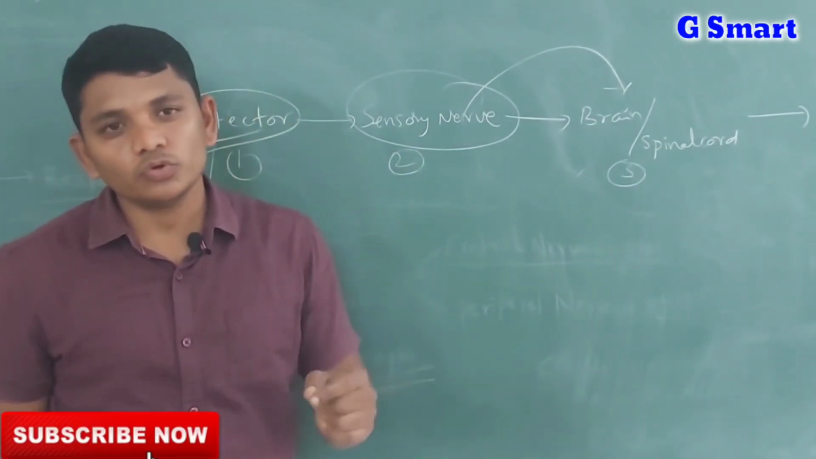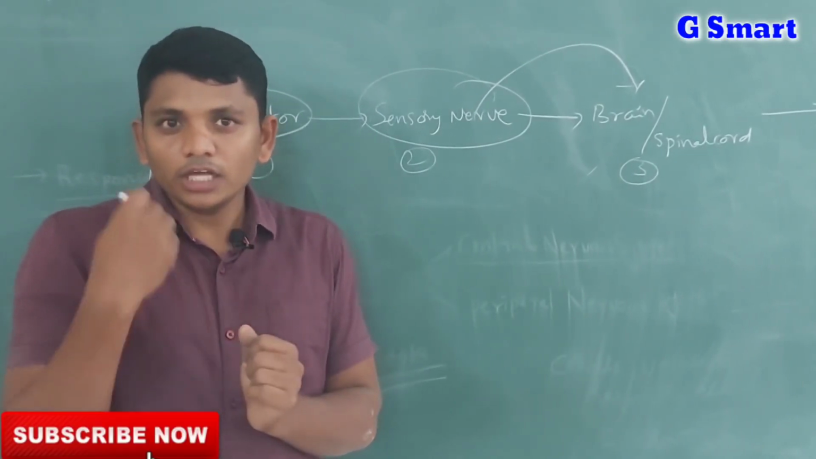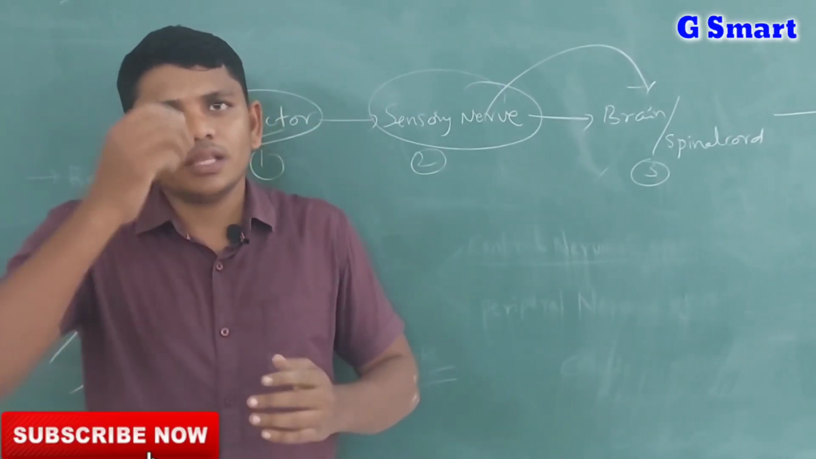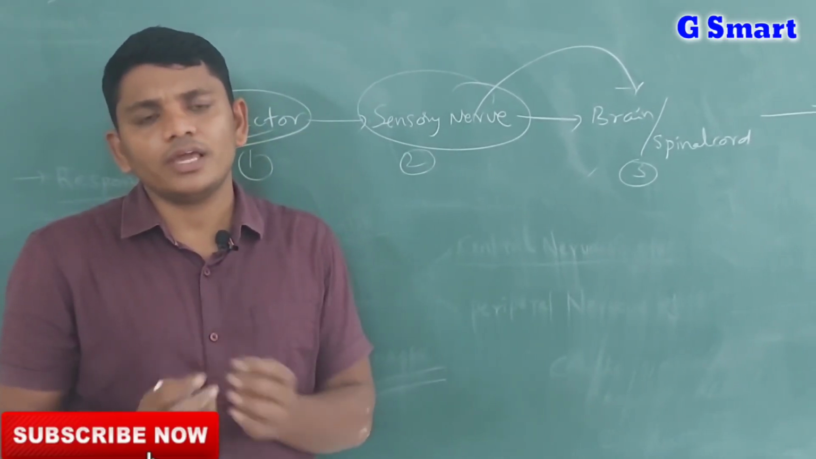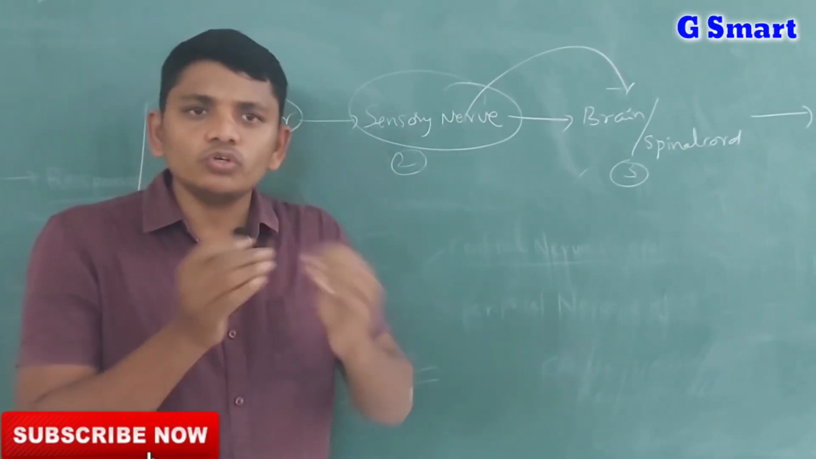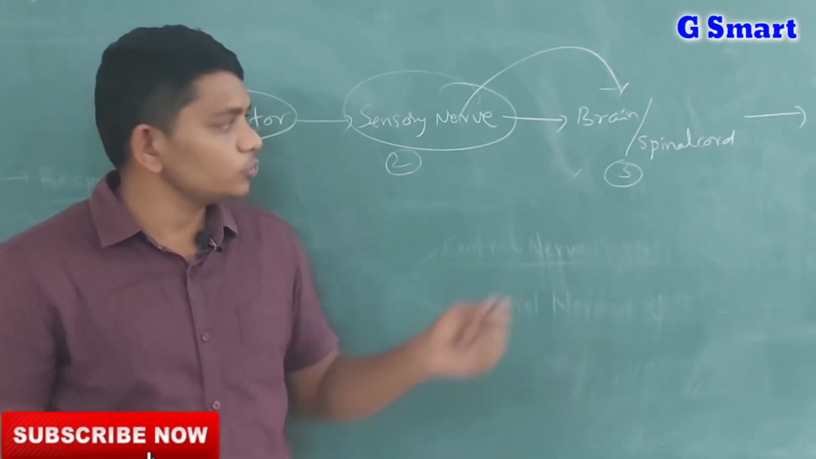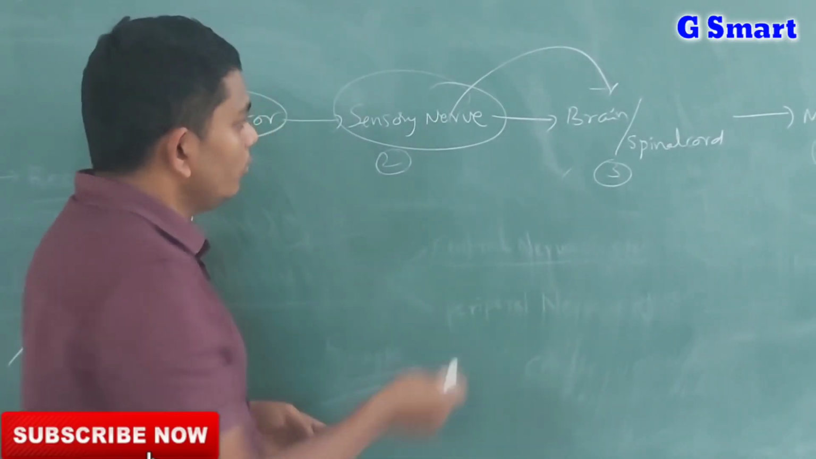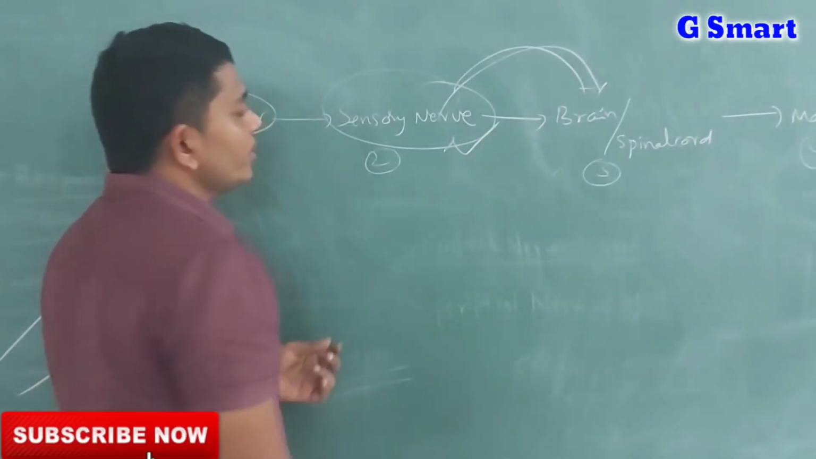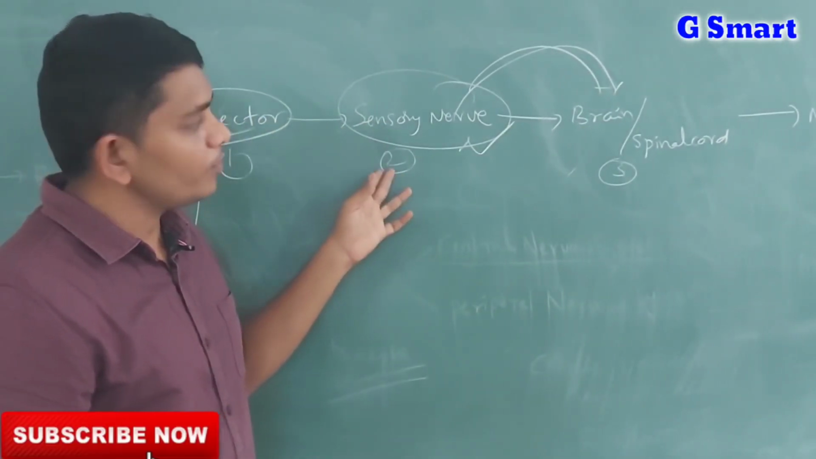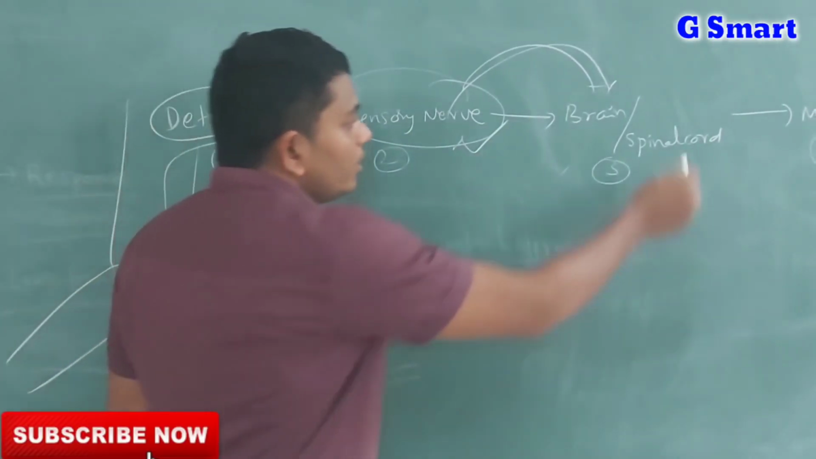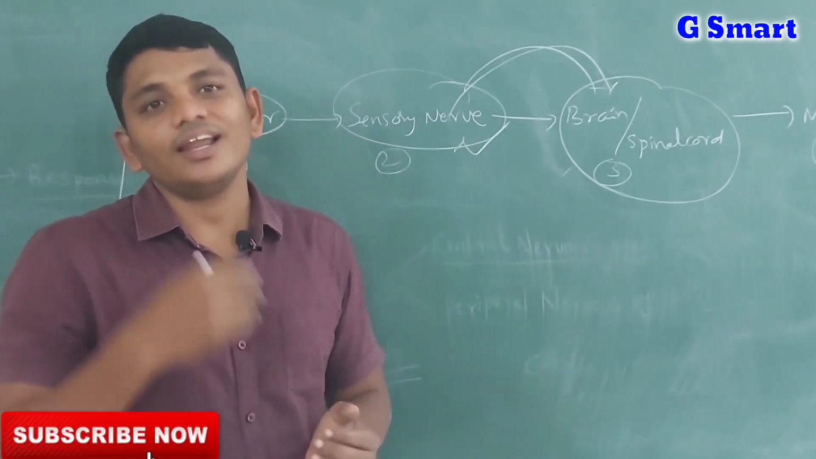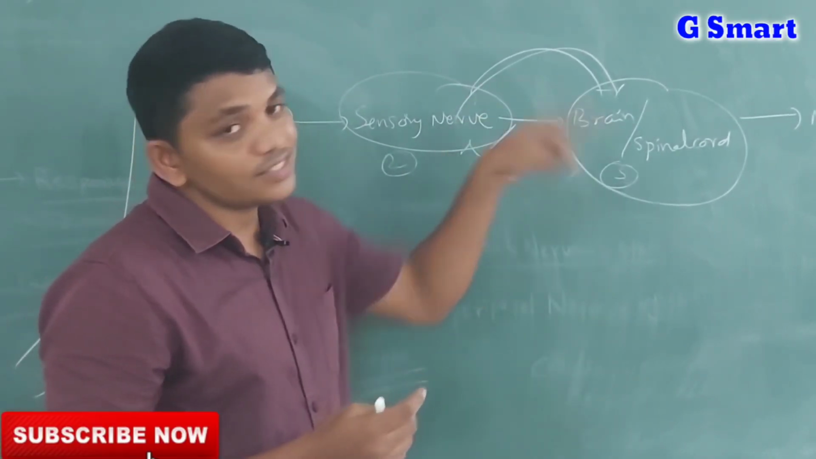Sometimes the spinal cord also analyzes the information and gives the response. Usually the information should reach the brain, then the brain will analyze the information, analyze the stimulus, and use it to release the response. But sometimes the spinal cord also participates in giving responses. The sensory nerve's main function is to transmit the information to the brain or spinal cord. When the brain or spinal cord receives the information, they analyze the stimulus, and then they release the response.